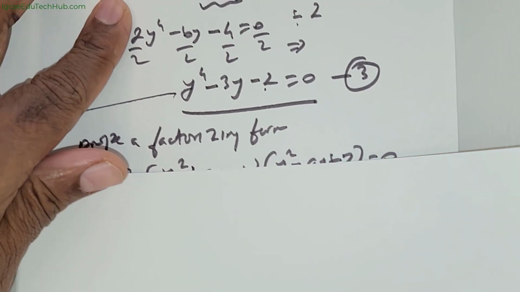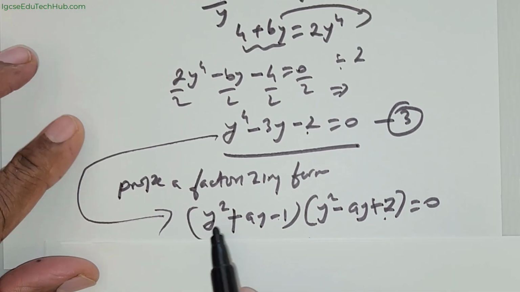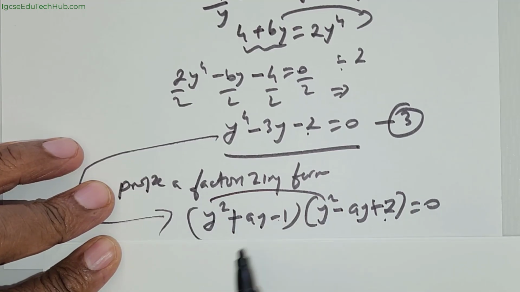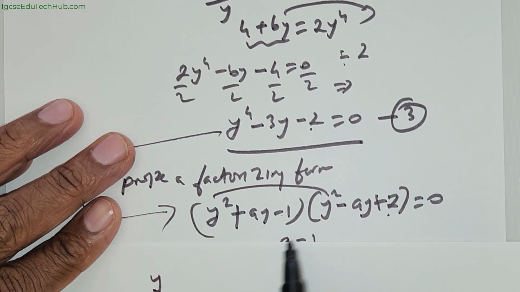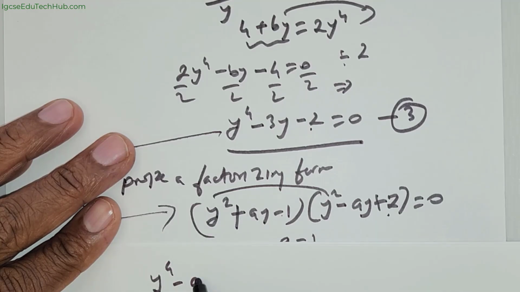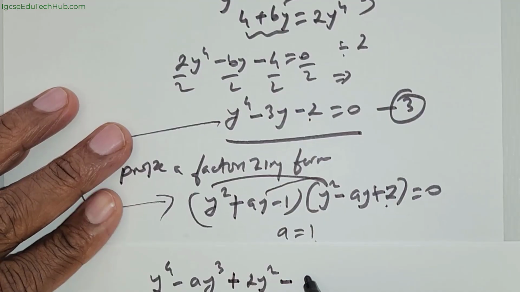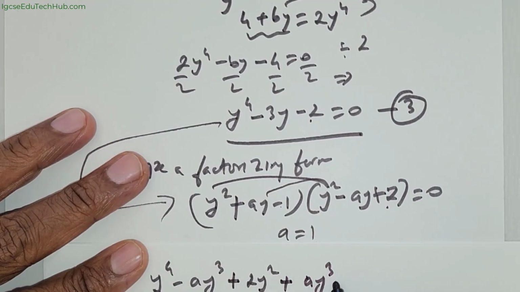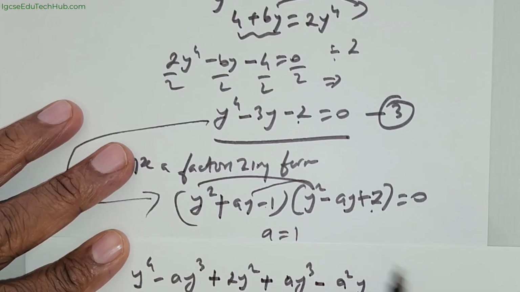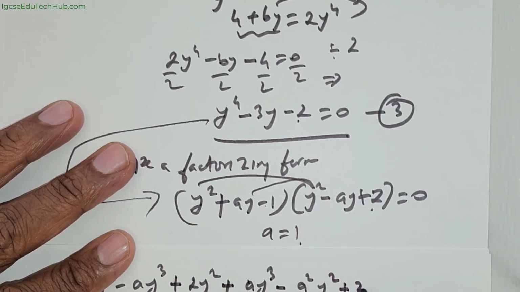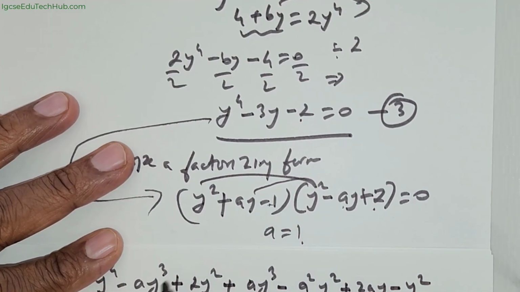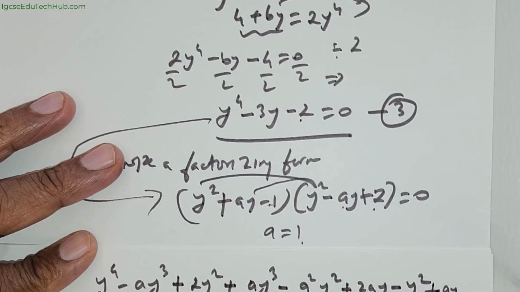Now we will have to multiply this entire component. So y squared into y squared gives y to the power of 4, minus 8 times y cubed, plus 2 times y squared, then plus 8 times y cubed, minus a squared y squared, plus 2 times ay, minus y squared, plus ay and minus 2. This is equal to 0.